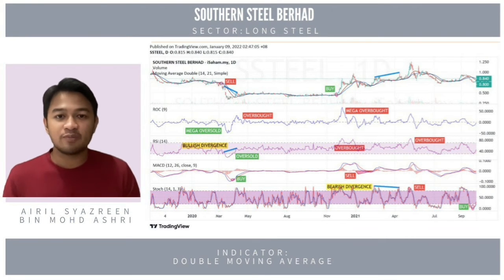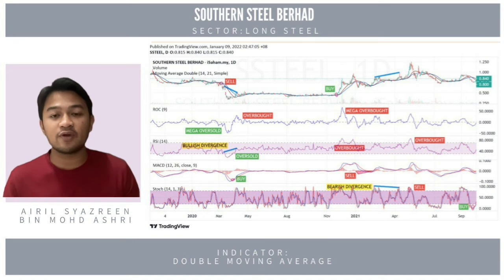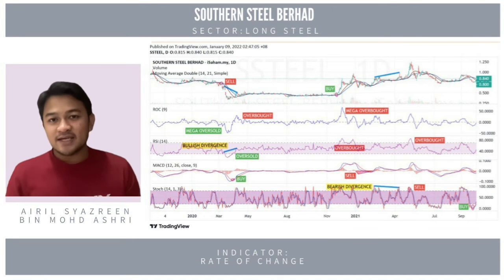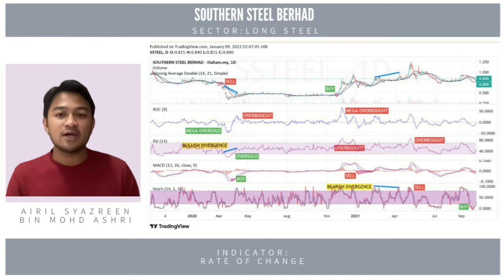The first indicator that I will present is double simple moving average. This graph shows that on 4th March 2020, the red line crossed below the blue line, and investors were expected to face loss. Second is rate of change, with mega overbought and oversold, shown when the ROC line has a bigger gap from the zero line.